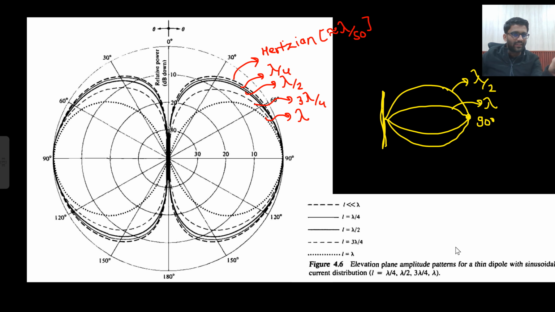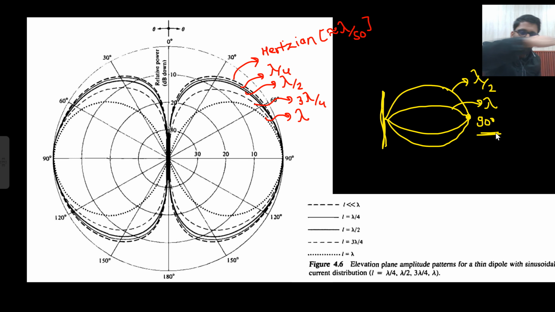It could be anything else as well. It is not necessary that it will always be 90 degree. It depends on the length. We saw that for 3 lambda by 2, it was something else. It was somewhere around 35 degree. But in all these cases, the direction of maximum radiation is 90 degree.